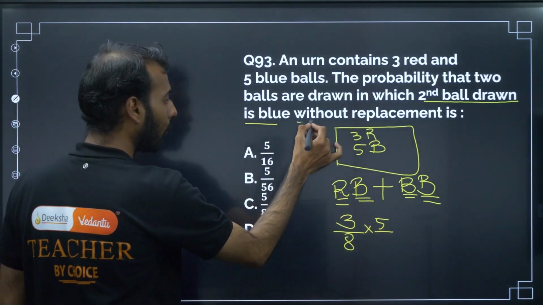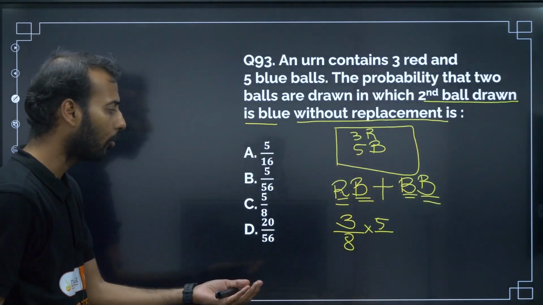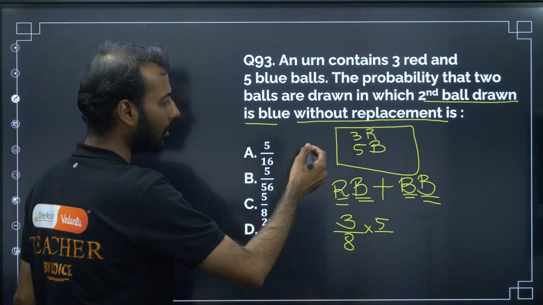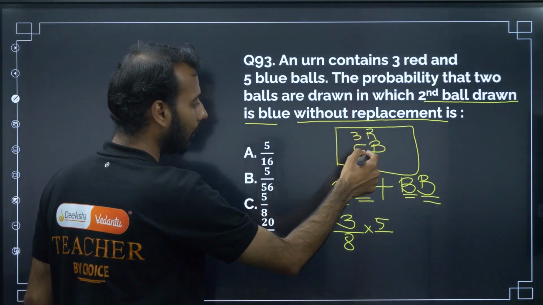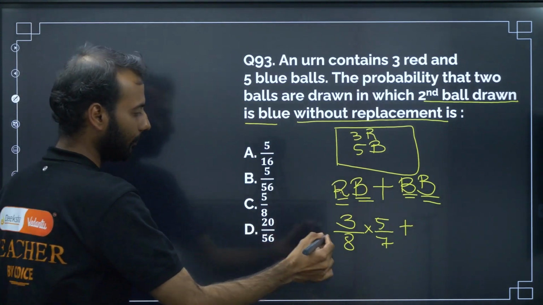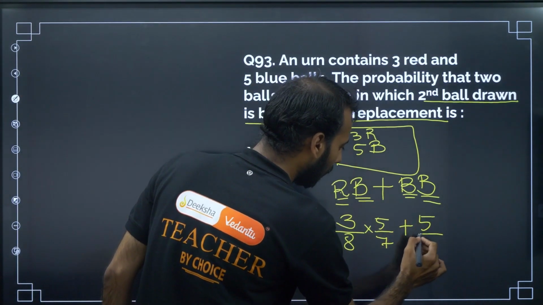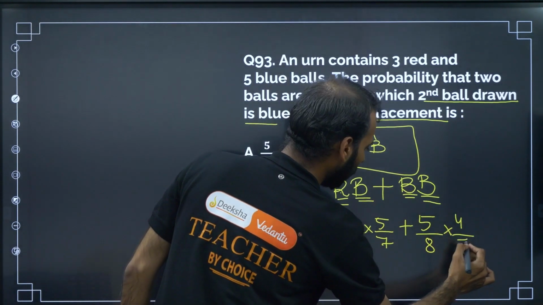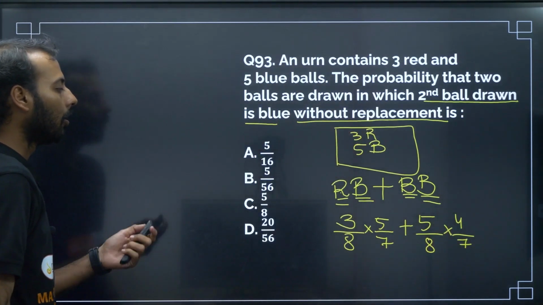Now how many balls are left in the urn? Here they have used the words "without replacement". So the moment one ball is taken out, one ball is out, and 7 balls are left, plus the blue ball. For the blue ball, 5 divided by 8. In the next instance, 4 divided by 7. So this is the equation.